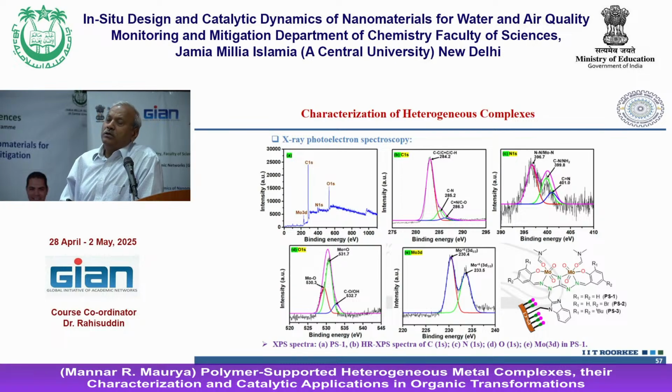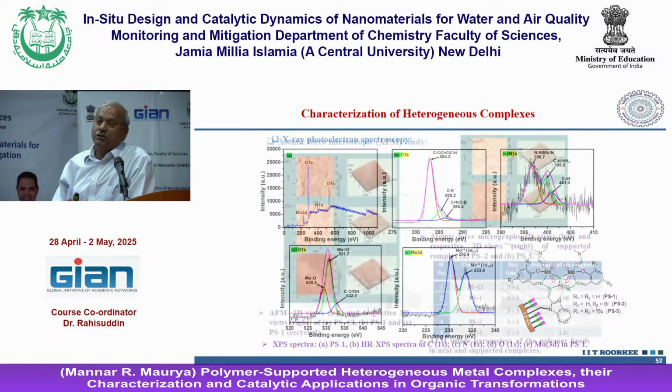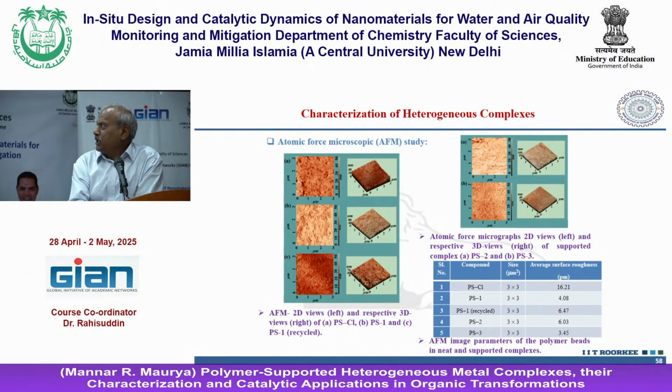So XPS gives all the information: whether the C=N imine group is present, nitrogen is present, carbon attached to the nitrogen is present, and also the metal center is present. So all information can be gathered together for perfect characterization. Also the atomic force microscopy, AFM.